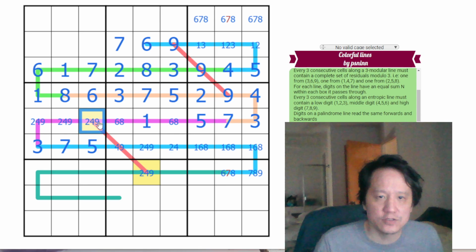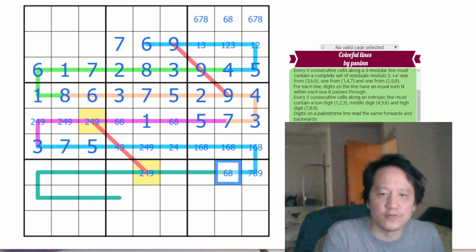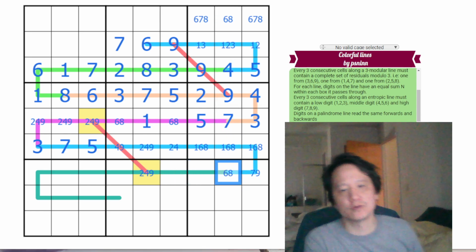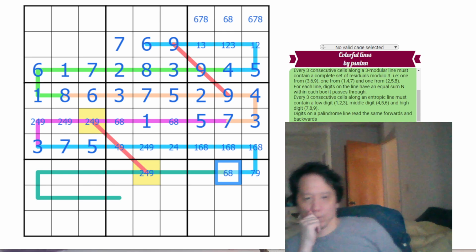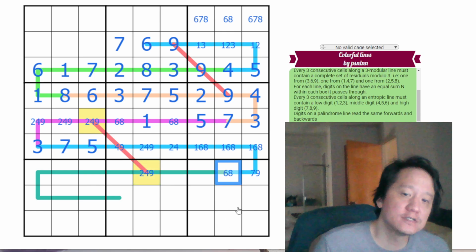So we know these two digits are the same. So this cannot be 7, which means that can't be 8. Okay, so interesting. This is 2, 4, or 9. This is 6 or 8. But these have to be the same modulo.